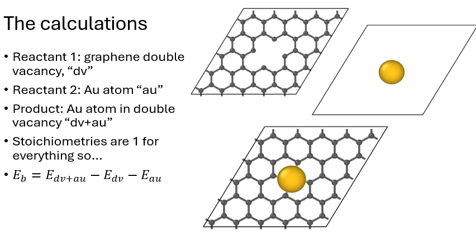And this is possible because it's 1 to 1 stoichiometry and there's no change in the number of atoms going from each thing. So the number of atoms within the first two is the same as the number of atoms in the final product.